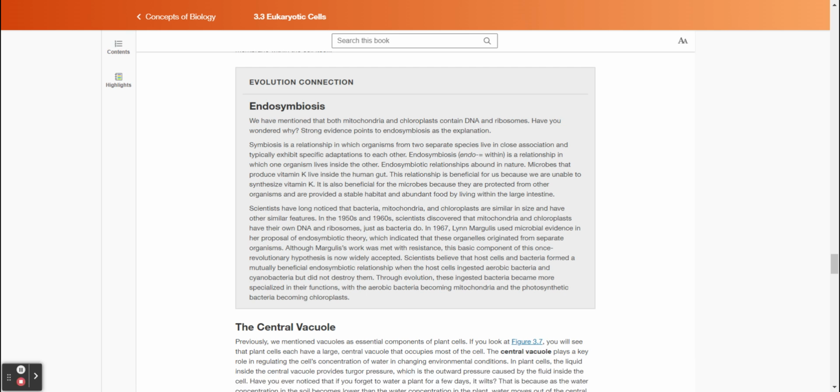Scientists have long noticed that bacteria, mitochondria, and chloroplasts are similar in size and have other similar features.